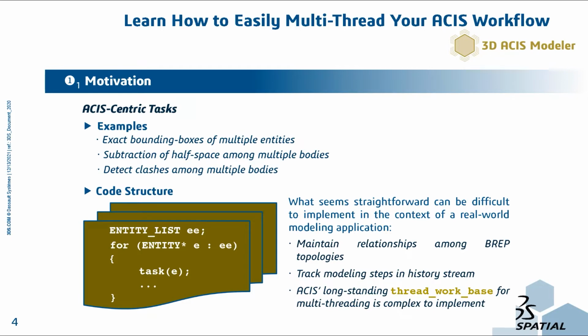First, one must maintain relationships among BREP technologies, relationships that must not be disrupted by parallel tasks via multi-threading. Second, the modeling steps must be tracked and maintained in a history stream for rollback functionality. Therefore, parallelization cannot interrupt the history stream. Third, customer feedback over the years has demonstrated that the long-standing interface for multi-threading in ACIS with class thread work base is complex to implement. Hence, some customers have heretofore not implemented multi-threading, although their applications could benefit from it.